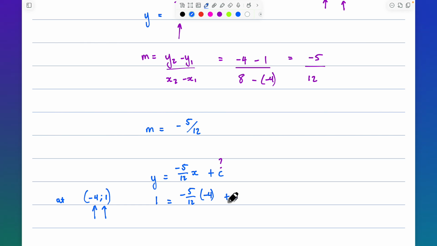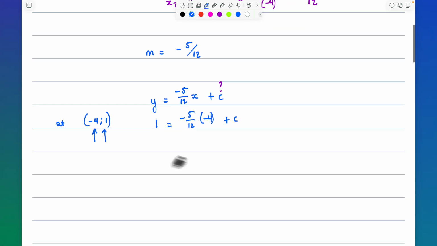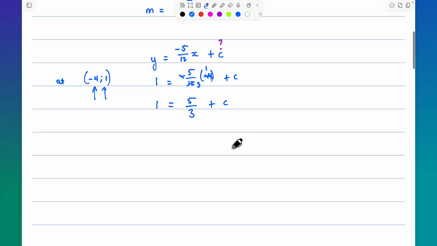And then all we need to do is make c the subject of the formula. So you still have a 1 on the side that's equal to -5 over 12 multiplied by -4. The negatives are actually going to cancel. So let's just deal with that now, right? 4 goes into itself once. It goes into 12 3 times. So we're left with 5 over 3 over here. That's going to be plus c.